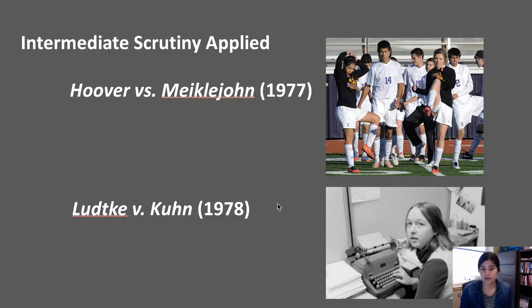Another example case where intermediate scrutiny was applied is the Ludke versus Kuhn case from 1978. This was a case where a news reporter, Ludke, reported on the New York Yankees, but she was not allowed access to the team locker room because she was female. You might be thinking, how can this be a constitutional law case because the Yankees are a private organization? Well, because the Yankees stadium at the time had been funded primarily through public dollars.